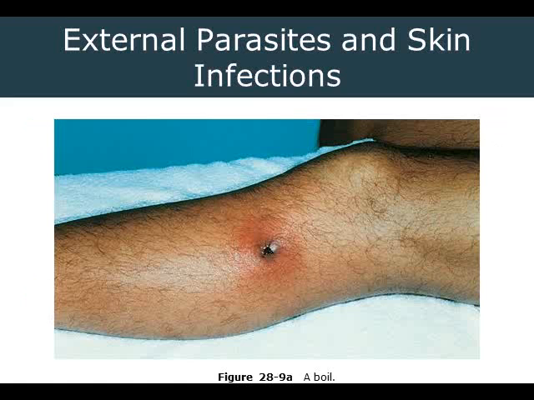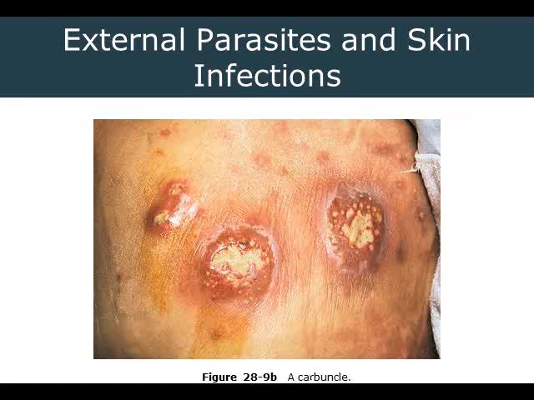A boil. A boil is an abscess. So this is kind of like a super zit, but it's an infection within a hair follicle or an oil gland. A cluster of boils is called a carbuncle, usually caused by, again, another staph.